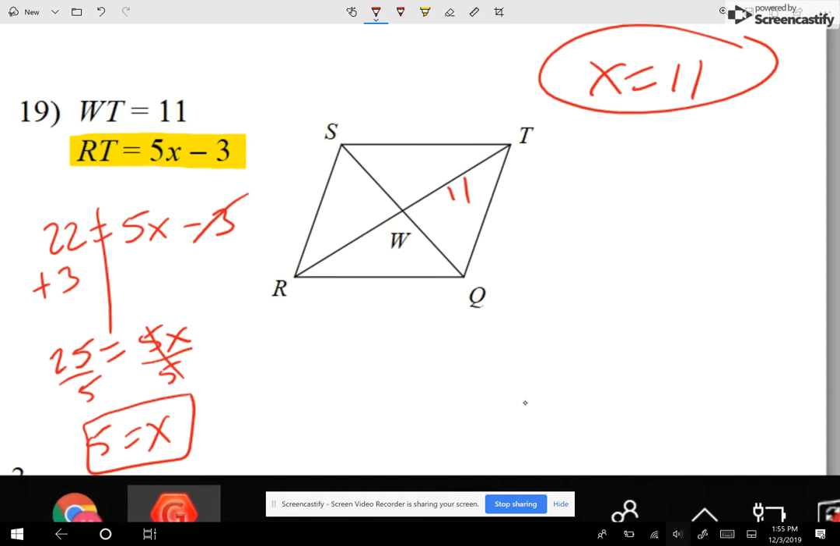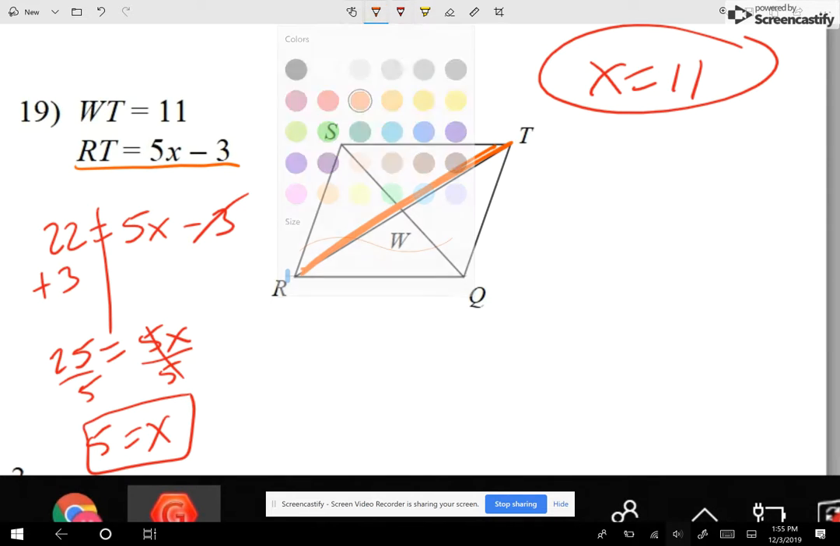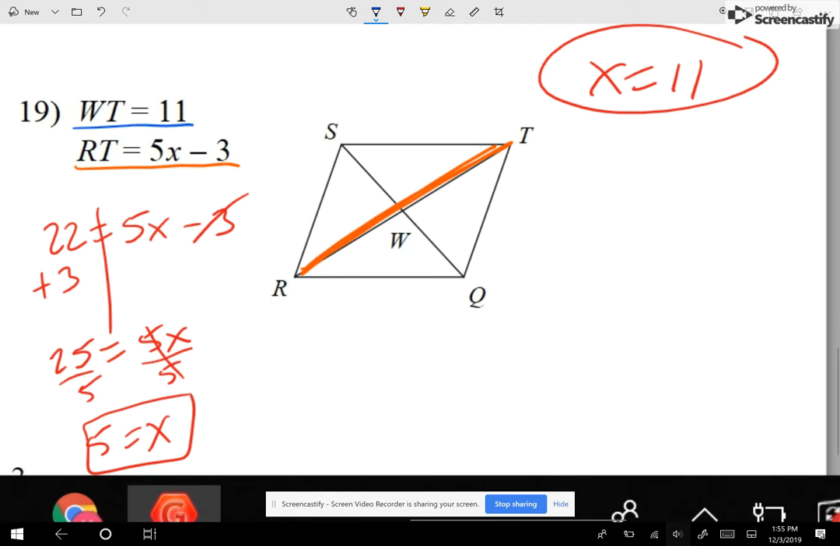I know yesterday when we were looking at this, when we're comparing the thing, RT is the big thing. WT is only half of it. I know I mentioned when I give you the whole thing and then half, you can either multiply the little one by 2 and it equals the big one, or you can divide the big one by 2 to let it equal the little one. Notice I multiply the little one by 2. That's why I got the 22 and equals 5x minus 3.